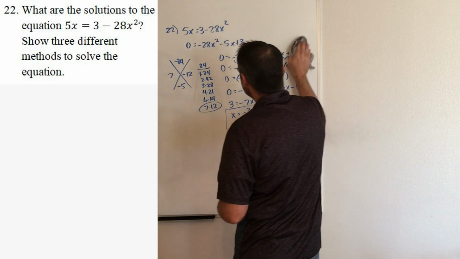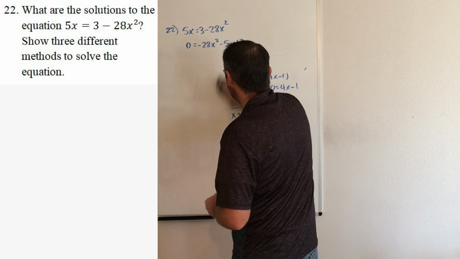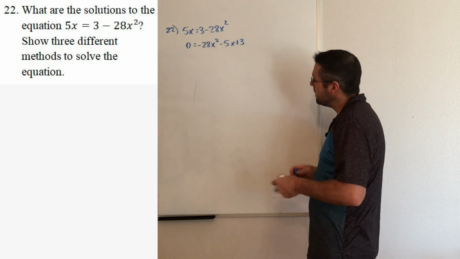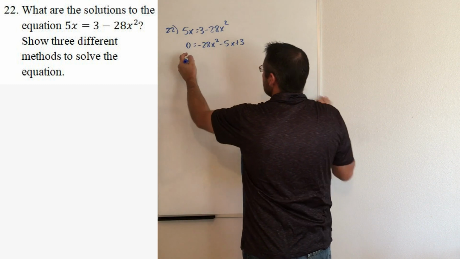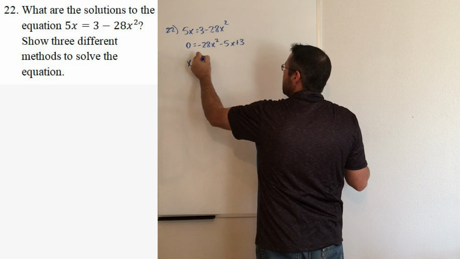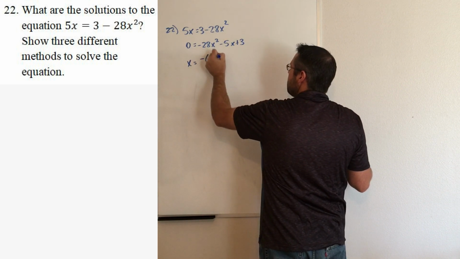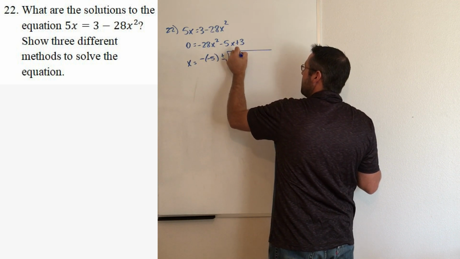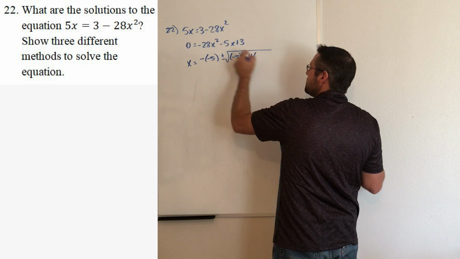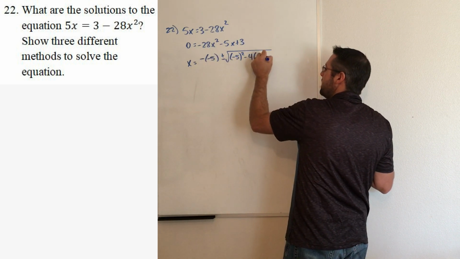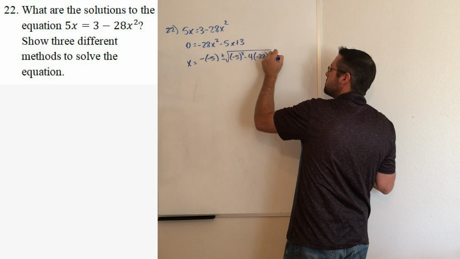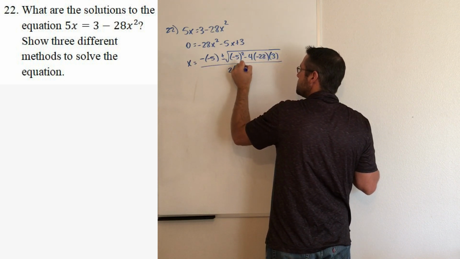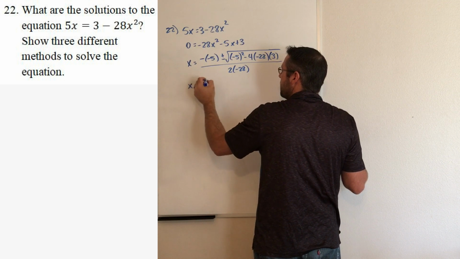For method 2, let's go ahead and use the quadratic formula to solve this, because we already have it equal to 0. So x equals negative b, so negative 5, plus or minus the square root of b squared, so it would be negative 5 squared, minus 4 times a, so 4 times negative 28, times c, so times 3, all over 2 times negative 28. And then we're going to solve that equation.